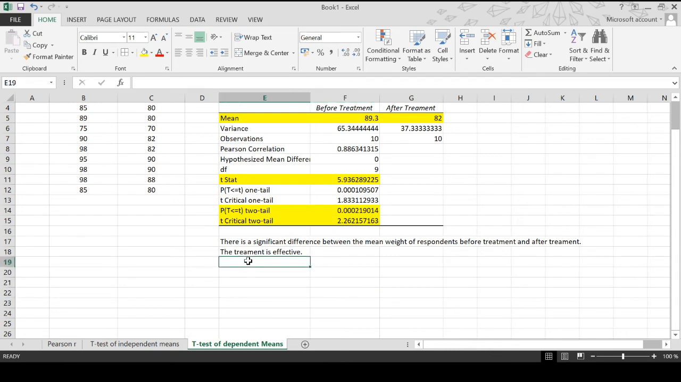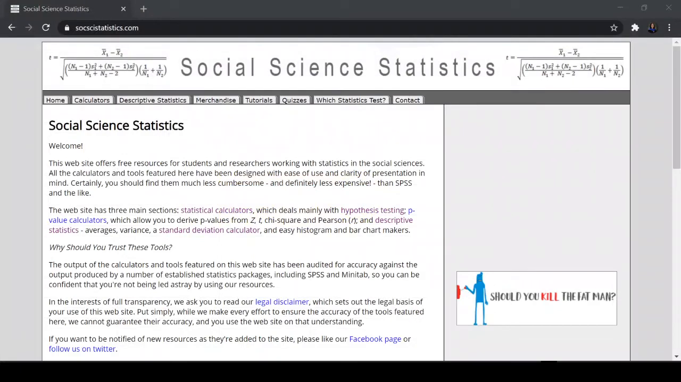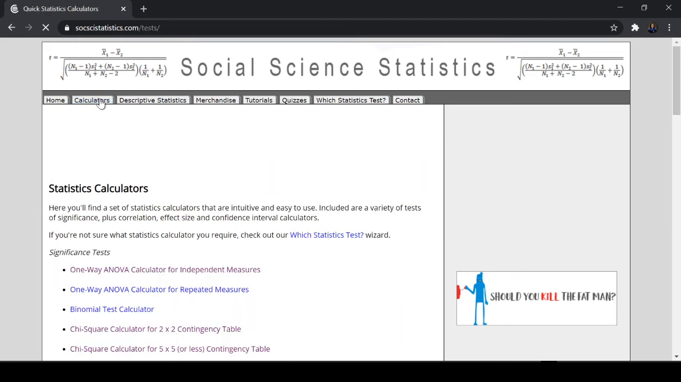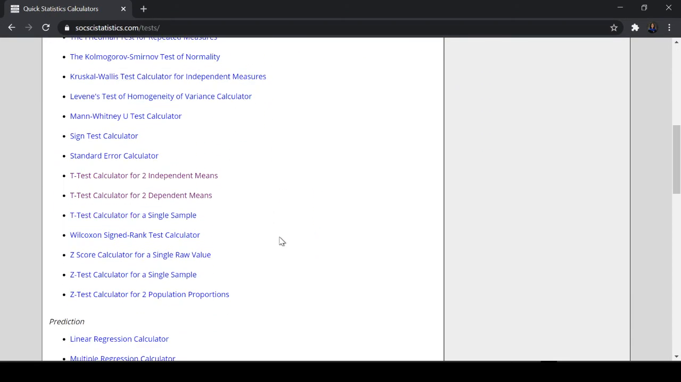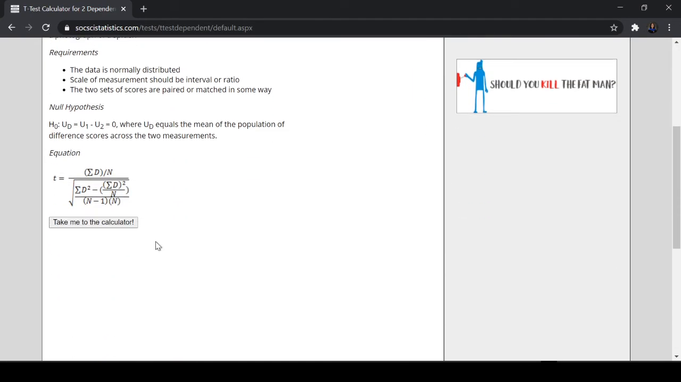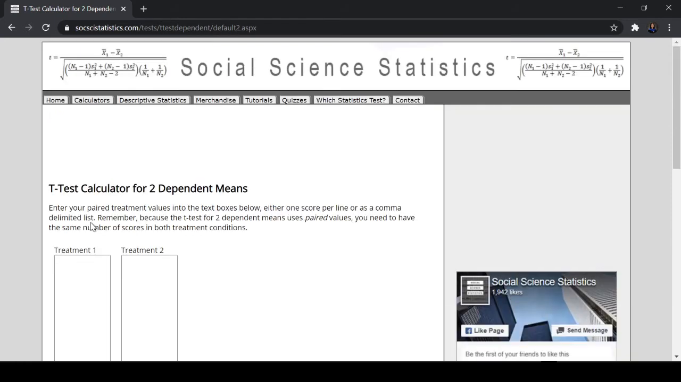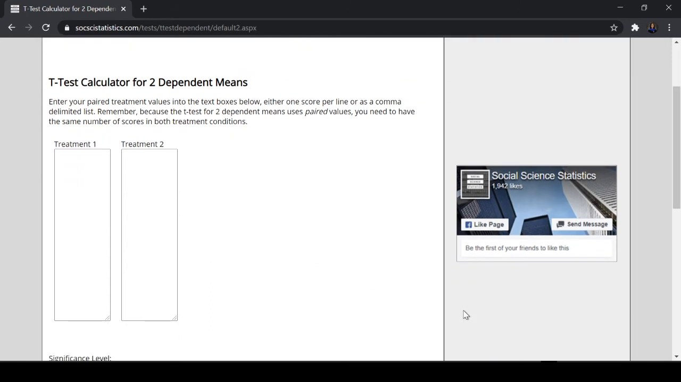Now let's try using a calculator so that you have a lot of choices, right? So let's go with social science statistics again. You go with calculators and you look for t-test of dependent means. So this is the t-test calculator for two dependent means. You just click that and take me to the calculator. You can actually read the description so that you can have an idea whether you really chose the correct statistical method. So I'll just copy the data here.